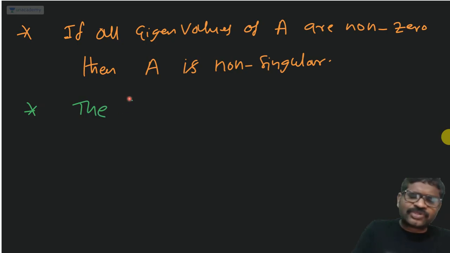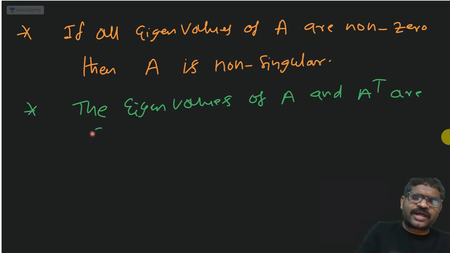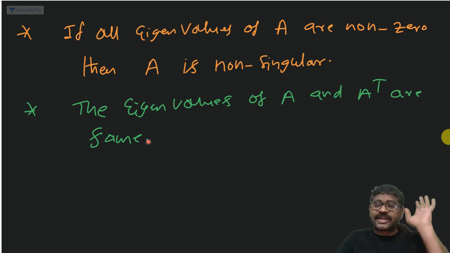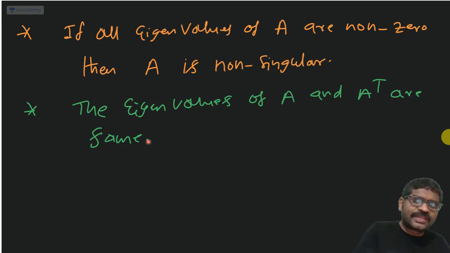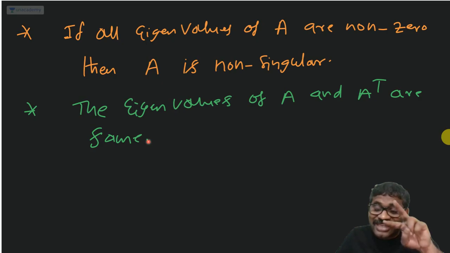The eigenvalues of A and A transpose are the same. Why are the eigenvalues of A and A transpose the same? Determinant value of A and determinant value of A transpose are the same. Determinant of A minus lambda I and determinant of A transpose minus lambda I are also the same. When characteristic polynomials are the same, characteristic equations would be the same. That's why the roots are the same.